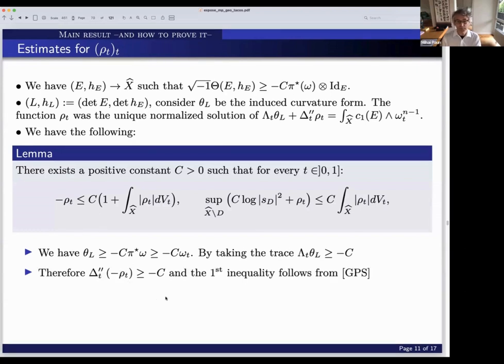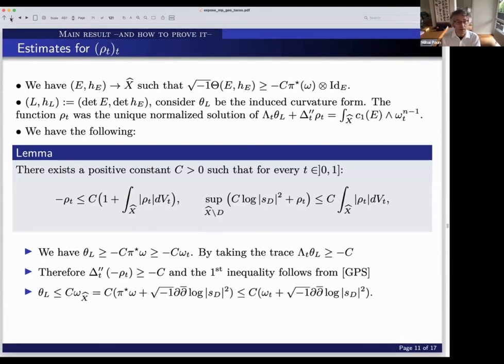Well, and then if I look at this equality, what we get is that the Laplacian of minus rho t is bounded from below by some constant. And then this inequality follows right away from the result I was mentioning. Okay, so you see, by applying these results, we get right away the estimate we were after. And then let me try to explain why we have this additional degeneracy here in the estimates.